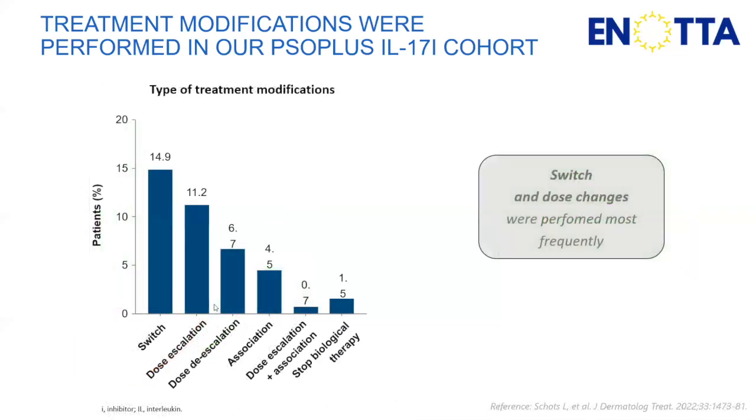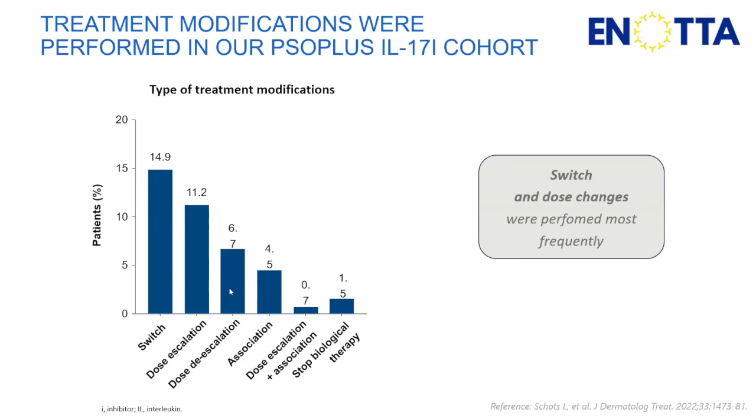We mostly changed our treatment with the interleukin 17 blockers by switching to another one, in or outside of the class. Secondly, we did dose escalation, mostly in secukinumab-treated patients. And to a lesser extent, we also did dose de-escalations in the excellent responders.